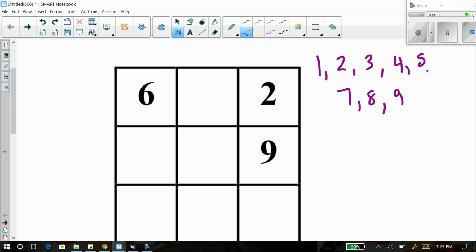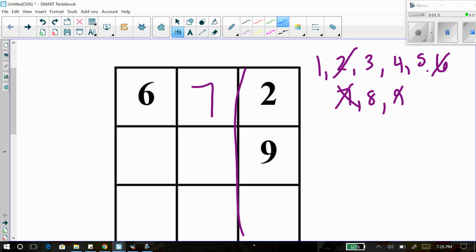Sorry, we already used 6, 2, and 9 in the first one. So again, we want every row, column, and diagonal to add to 15. So I'm going to start here, right in this top row. I have 6 and 2. 6 plus 2 is 8. 8 plus 7 gives me 15. So I'm going to put a 7 in there and cross it off so that way I don't use it again.